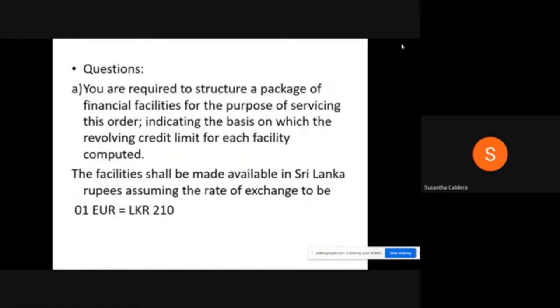Question: you are required to structure a package of financial facilities for the purpose of servicing this order, indicating the basis on which the revolving limit is calculated. The facilities shall be made available in Sri Lankan rupees, assuming the rate of exchange to be €1 equals 210. Okay.